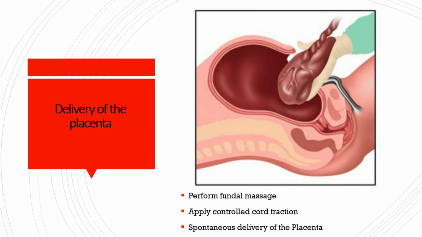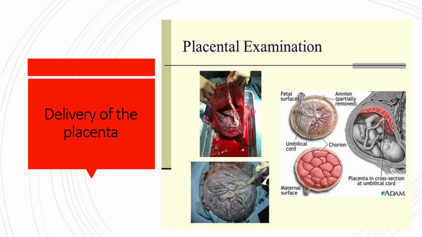Alternatively, if you need to deliver the placenta quickly, you could remove it manually by reaching into the uterine cavity and separating it from the uterine wall. Once delivered, it is essential to examine both the uterus and placenta thoroughly. The surgeon should check for any tears or retained placental tissue within the uterine cavity. Ensuring that no placental fragments remain is critical to preventing postpartum complications.